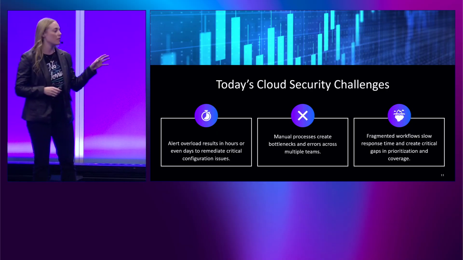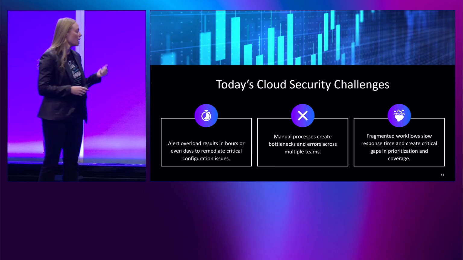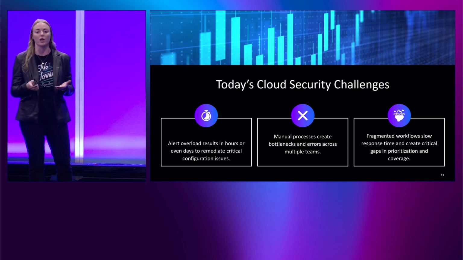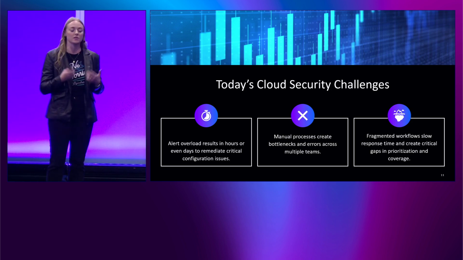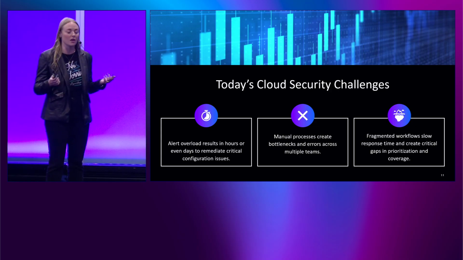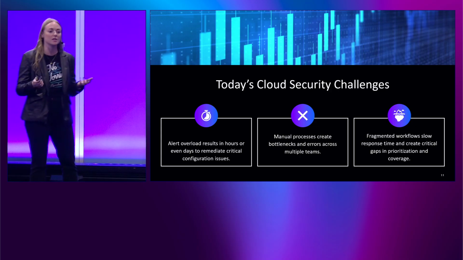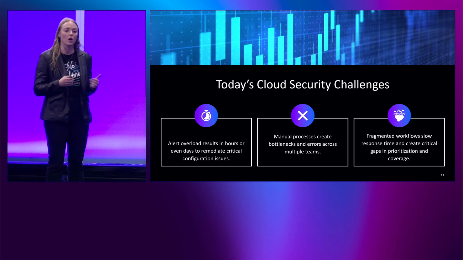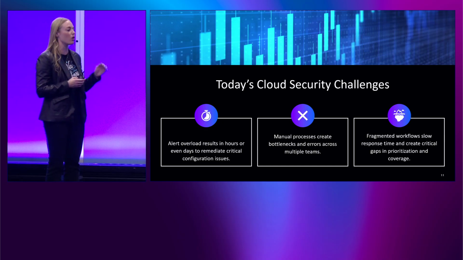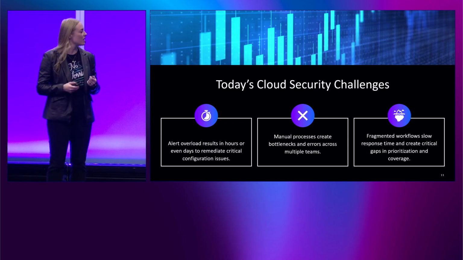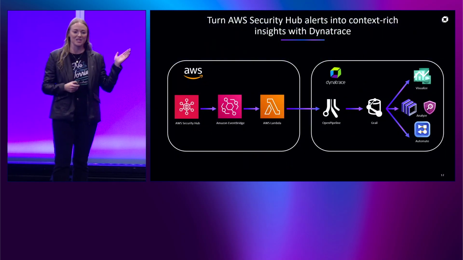So this slide will really resonate with you. Today's cloud security challenges: having a ton of alerts, and alert overload, is huge. All of us have all this information flooding in and we're not sure how to prioritize it. This is where AI and AI workflows are critical now. Manual processes are still in place, creating bottlenecks and errors across your teams, and this is just one of the many challenges you're seeing. Then there are fragmented workflows that slow your response time to critical configuration issues and create critical gaps in prioritization and in your overall security posture coverage. So this is where AWS and Dynatrace can help you out.